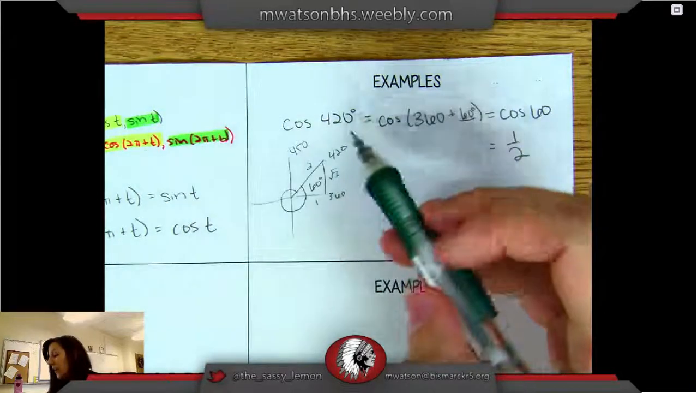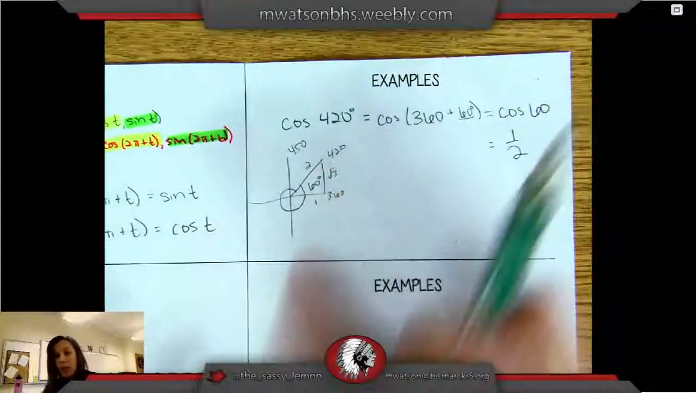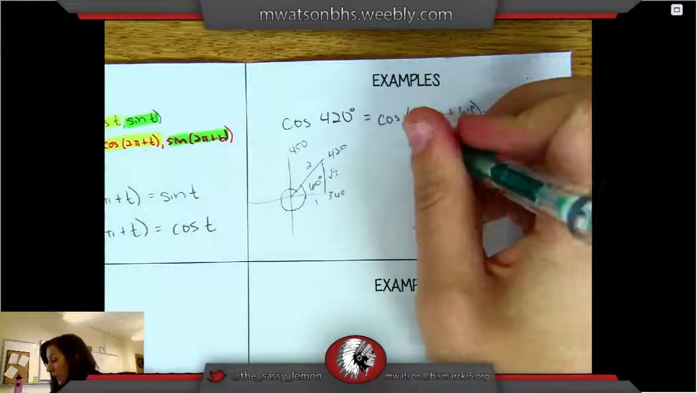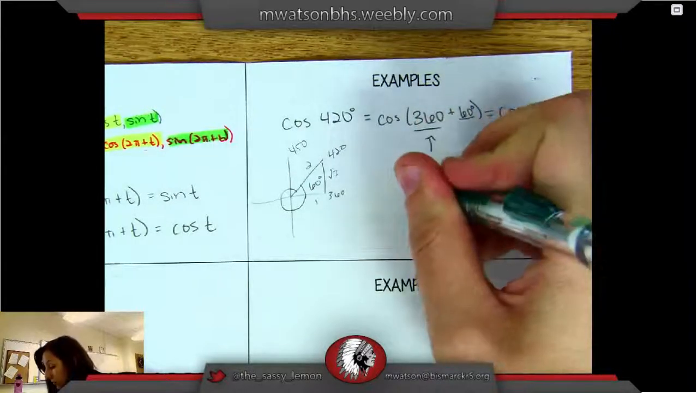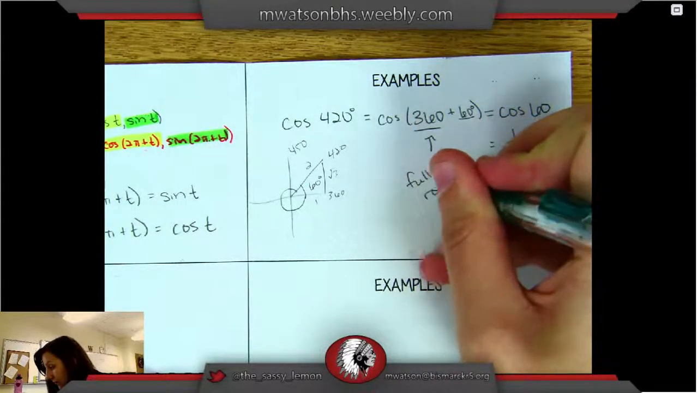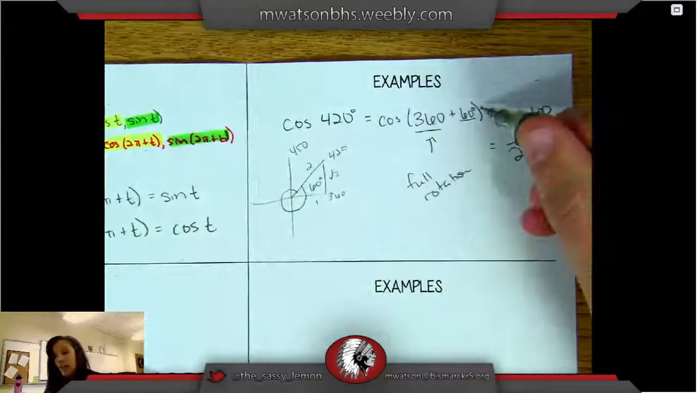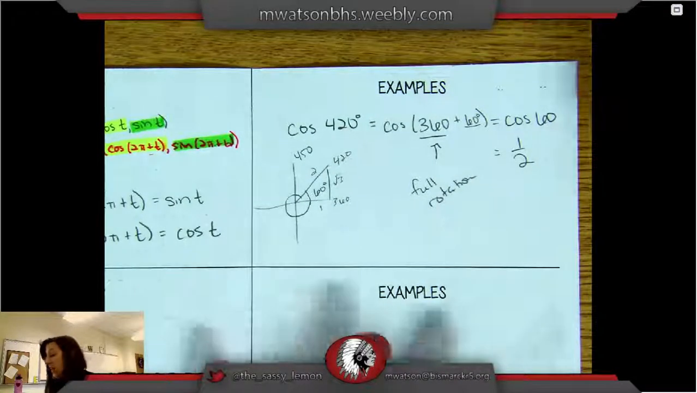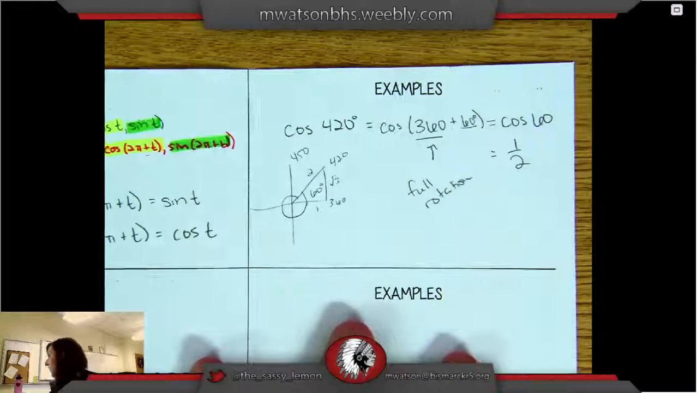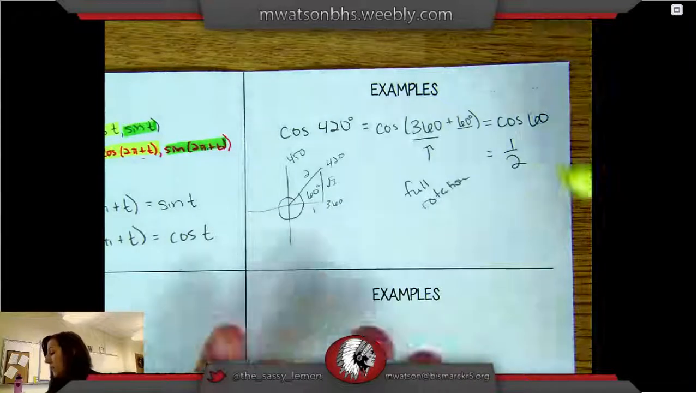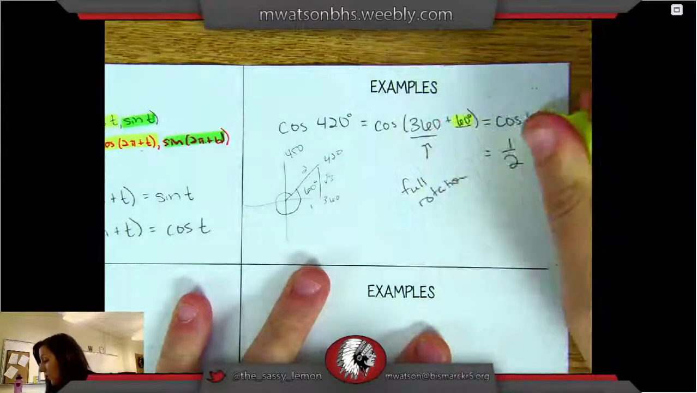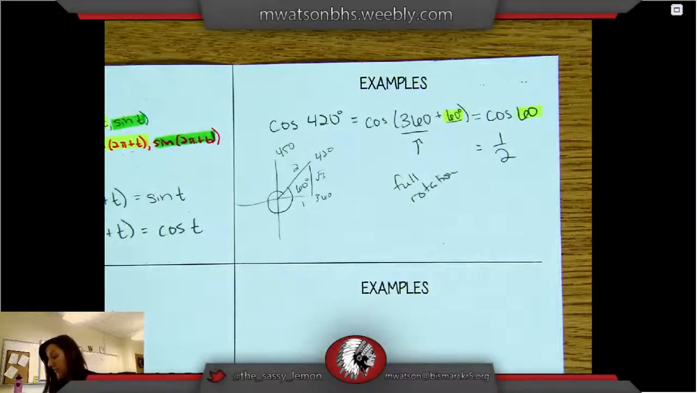So this is how you use the identity. You break the big angle into a full rotation and the little angle. And then you can just basically forget about the full rotation because it doesn't change our answer. And we just find cosine of the little angle that's left over.